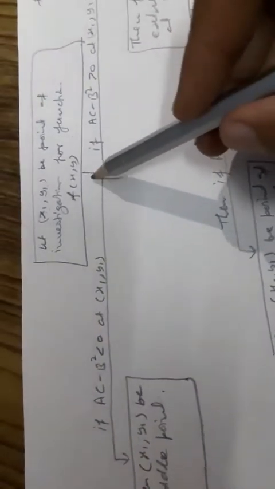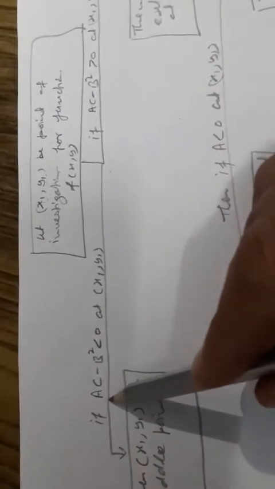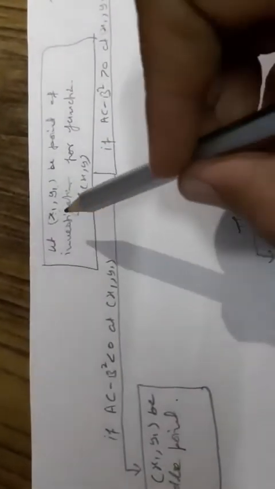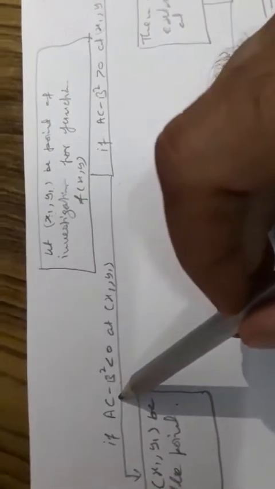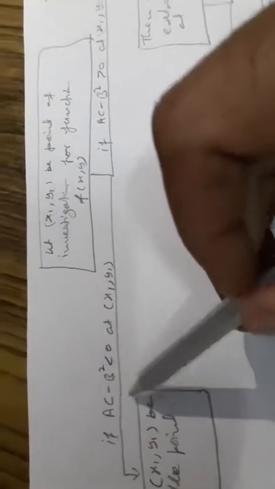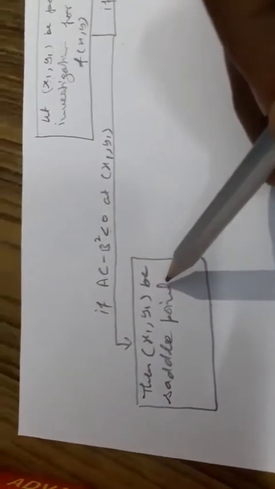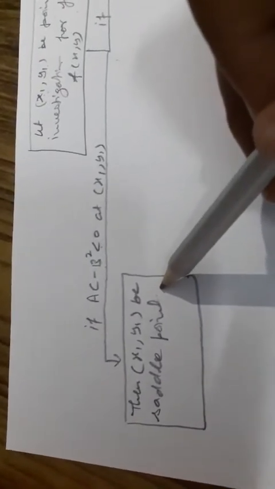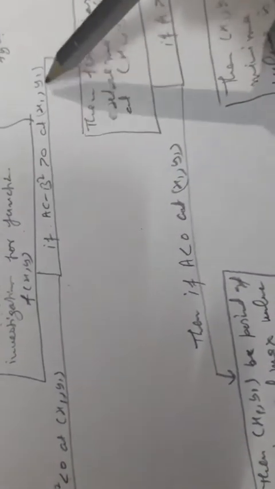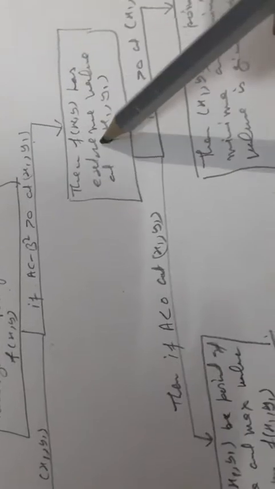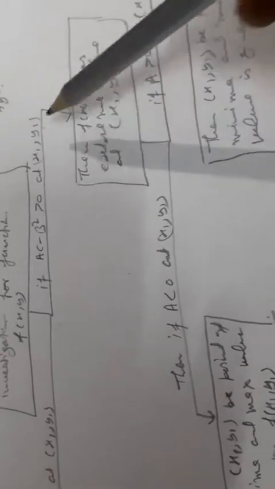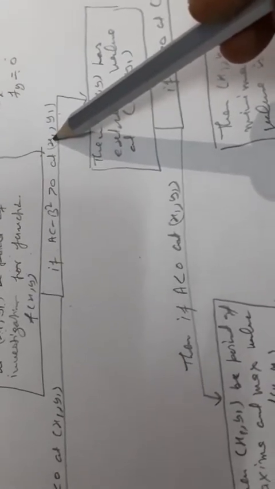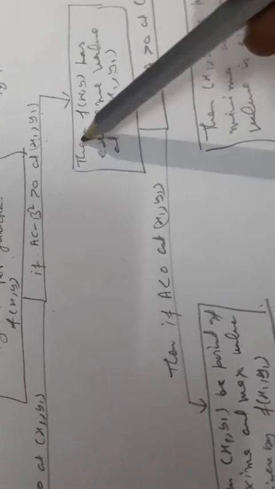Now we have the first two cases. If ac minus b square is less than 0 at this point, first we put this point in ac minus b square. If ac minus b square is less than 0, then this will be the saddle point. Means the function has neither a maximum nor a minimum value at this point. If ac minus b square becomes greater than 0 at this point, then the function has an extreme value at this point. Means at this point the function has either a maximum or a minimum value.